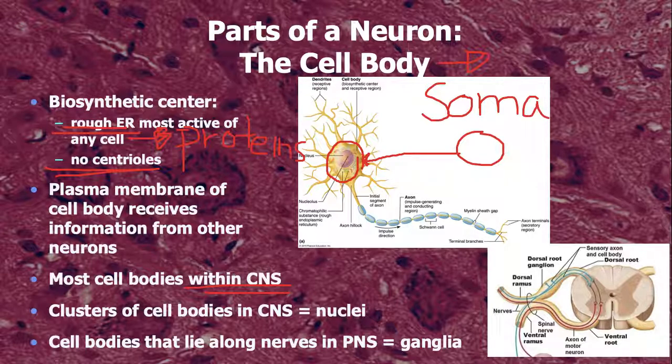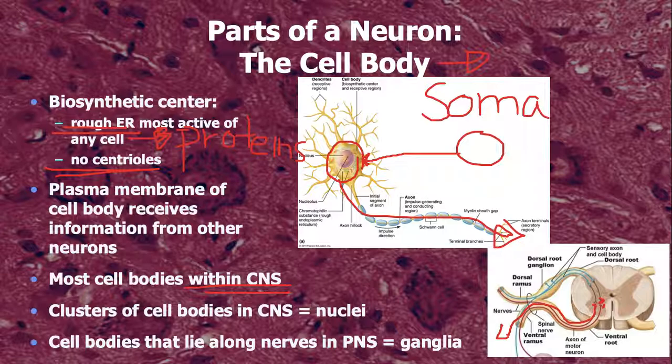So in our picture over here of the spinal cord, we've got these two red dots. Those are the nuclei of these cells. And then they send their axons. They send this long extension outside of the spinal cord. But the cell body stays there in the central nervous system.